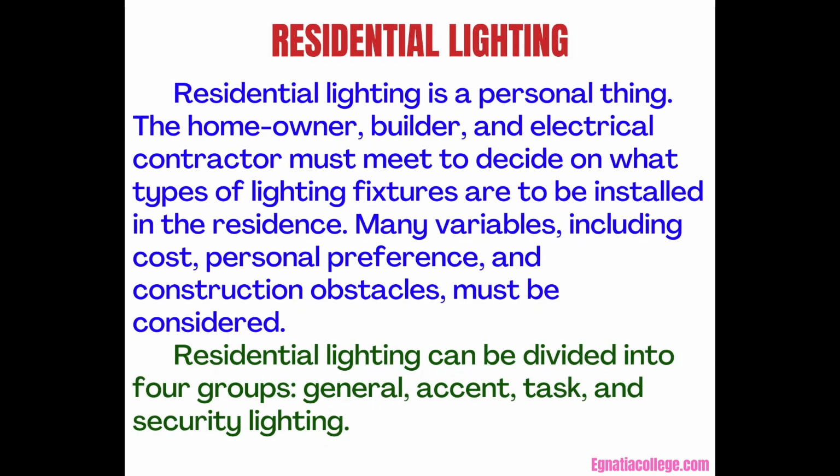Residential lighting. Residential lighting is a personal thing. The homeowner, builder, and electrical contractor must meet to decide on what types of lighting fixtures are to be installed in the residence. Many variables, including cost, personal preference, and construction obstacles, must be considered. Residential lighting can be divided into 4 groups: general, accent, task, and security lighting.